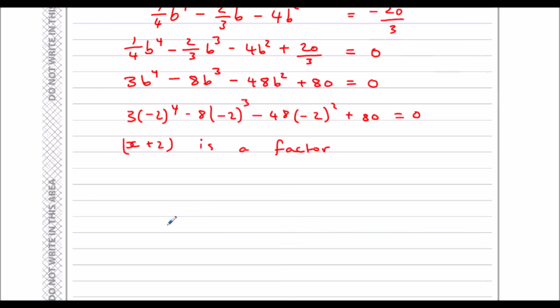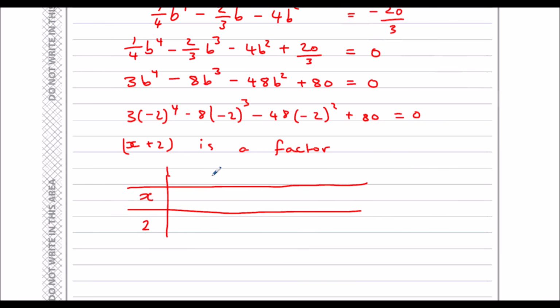So we can do algebraic long division, or we could use the grid method. I think I'm going to use the grid method. So b plus 2 multiplied by something, so I have a b cubed, a b squared, a b and a number, equals 3b to the power of 4. I said b plus 2, sorry, we want b plus 2, not x. So b plus 2 is a factor, and we want 3b to the power of 4. So b times something makes 3b to the power of 4. That would be 3b cubed.